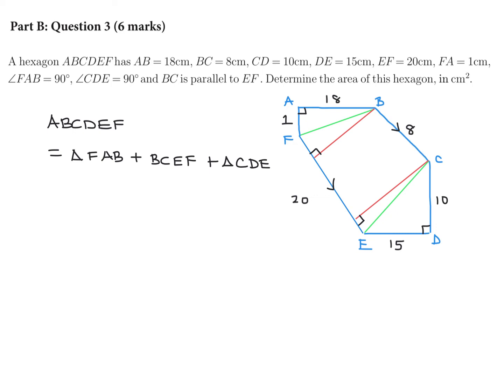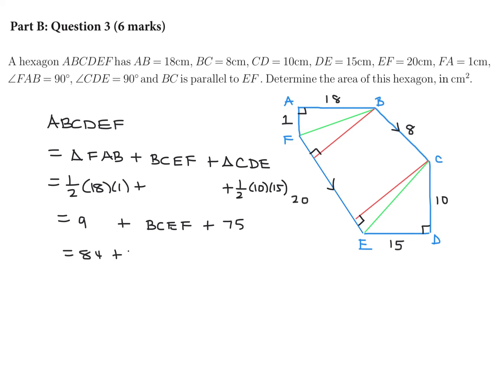Okay, I think we should be able to do this here without too much problem. FAB, well, that's easy. 1/2 base times height, so 18 times 1. BCEF, I'll come back to a little bit later. CDE, that's easy. That's 1/2 base times height, so 10 times 15. So this looks like 9 plus BCEF. And then this one is what? 75? Yeah. So really it's just 84 plus BCEF.